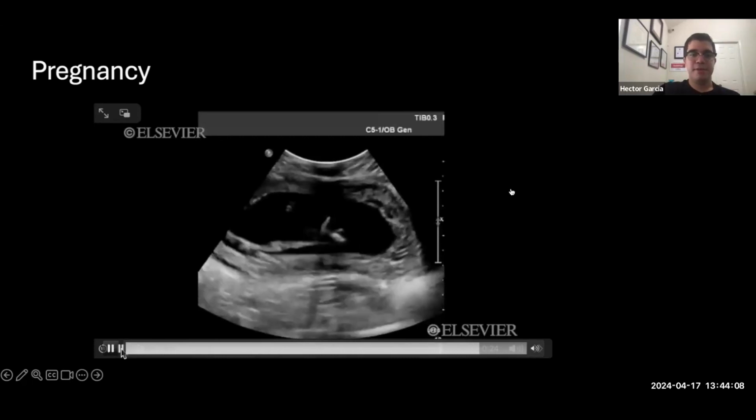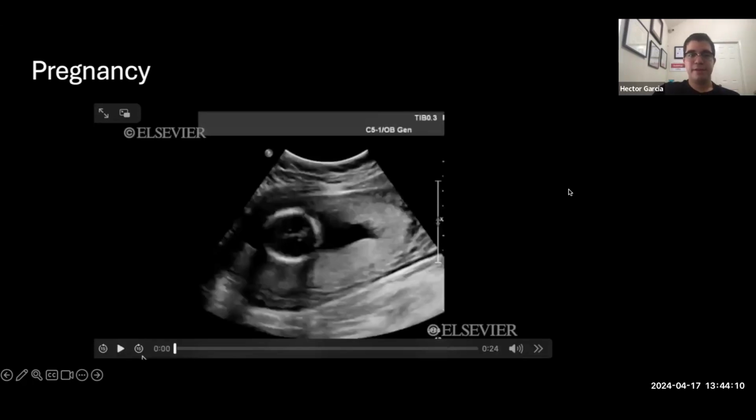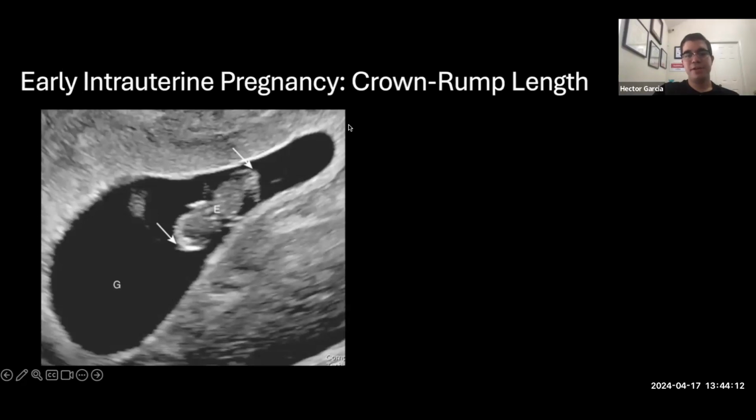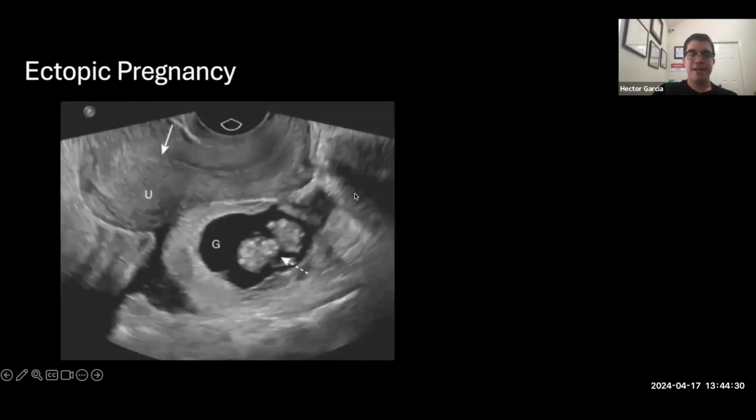Now, the next one, how we can use ultrasound is to detect gestational age, which is measuring the crown-rump length. It's from the head to the butt, pretty much, the crown-rump length, and that is the most accurate form to detect gestational age.